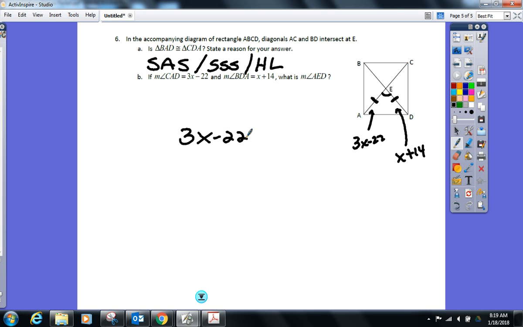So 3x minus 22 equals x plus 14. And now I'm solving for x. So 2x equals, what are we looking there? Add 22. 36. So x equals 18. What's your plan of action now? Because I need to find angle AED. Plug it back in for 3x minus 22 and x plus 14. And then all three angles add up to 180 degrees.